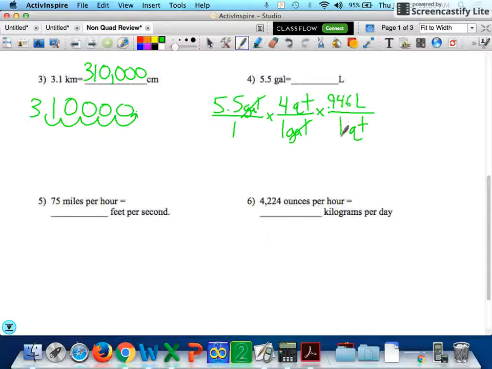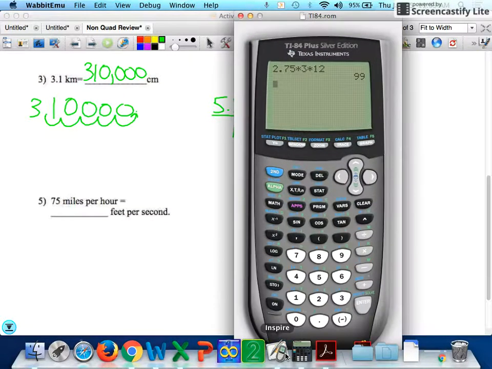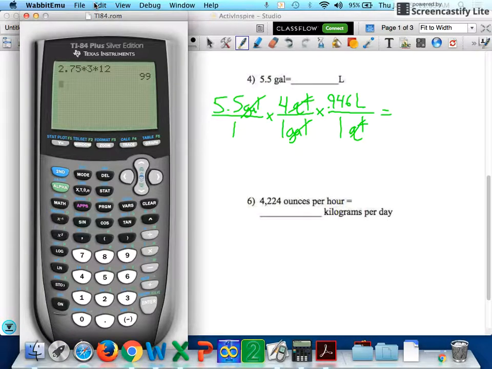0.946 liters is 1 quart. If I check my units, all I've got left is liters, and that's what I want. So I'm ready to type this in the calculator and get an answer. If I multiply straight across the top, I have 5.5 times 4 times 0.946. That's going to give me 20.812. For the most part, you can just round it off to 2 decimal places. If you gave me 20.812 as an answer, that's also correct.